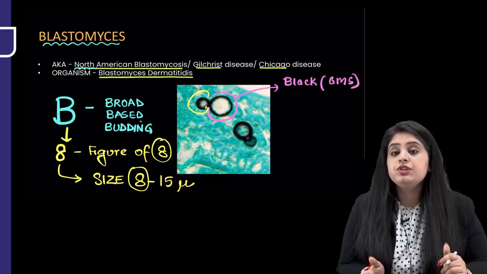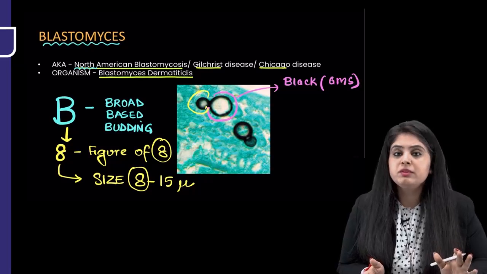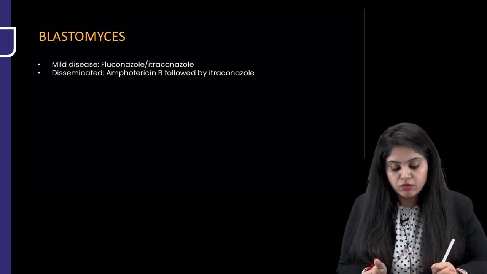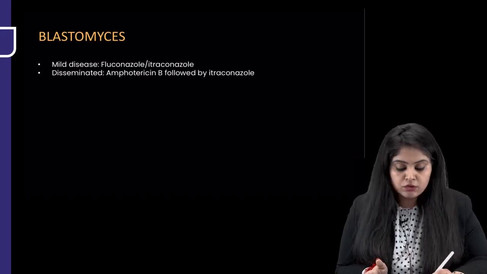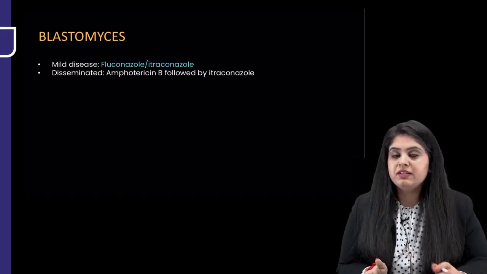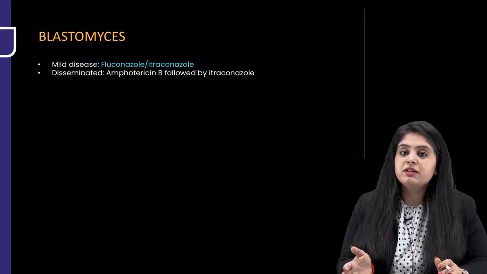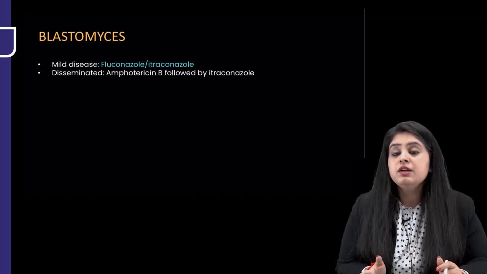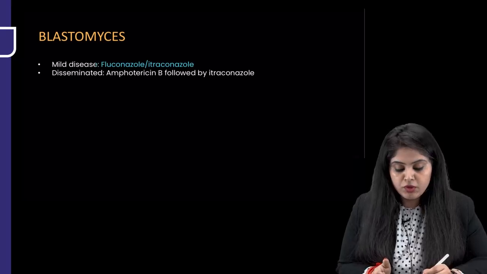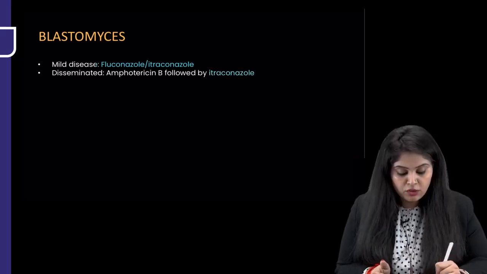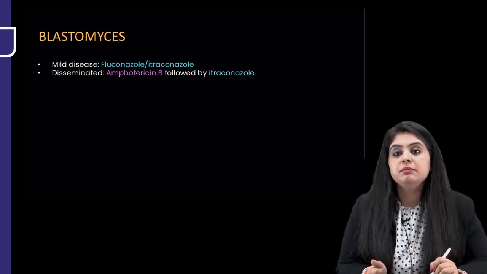We'll quickly do the treatment also. Treatment of most of them is going to be the same. You ultimately have to come down to the azoles. So for mild disease, you have fluconazole, you have itraconazole. So for mild diseases, in all of them, whether blastomyces or the coming dimorphic fungal organisms, it's going to be the azoles. But only if it is a severe or a disseminated disease, spread all over the body, then before you give these azoles, you also have to give a therapy of amphotericin B.